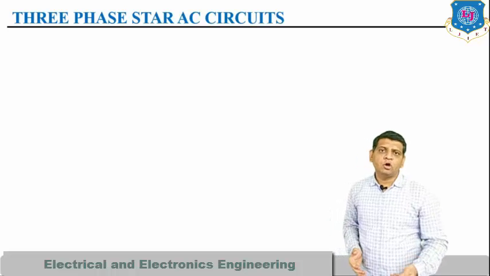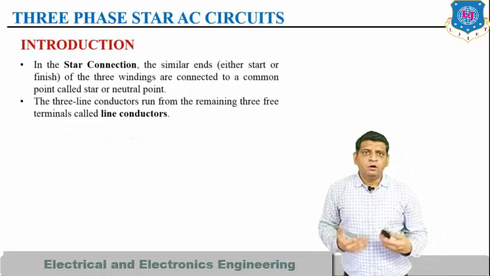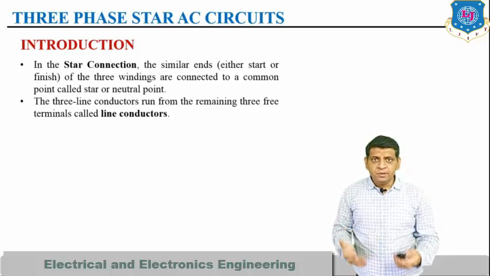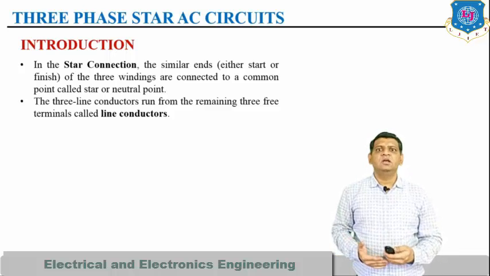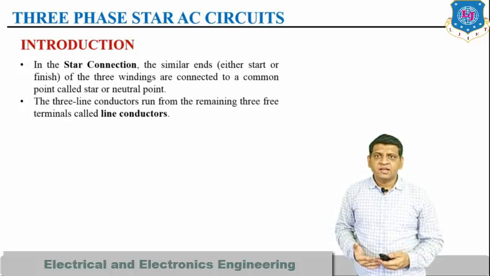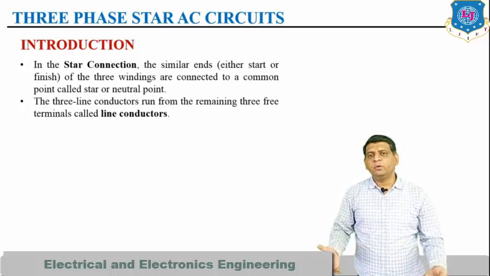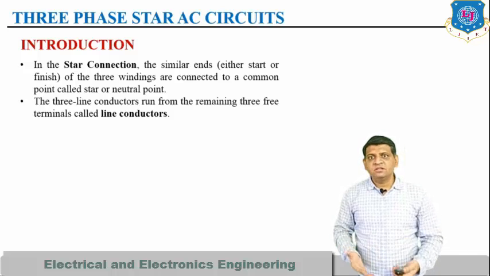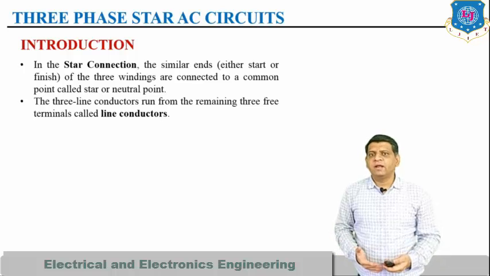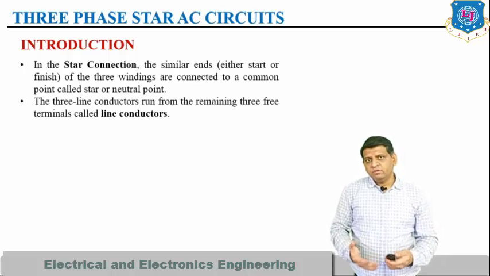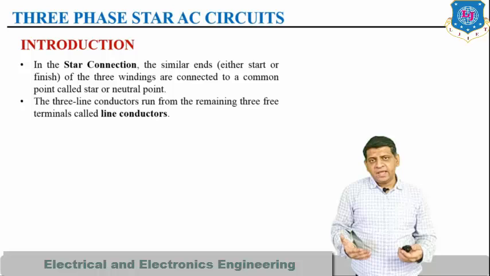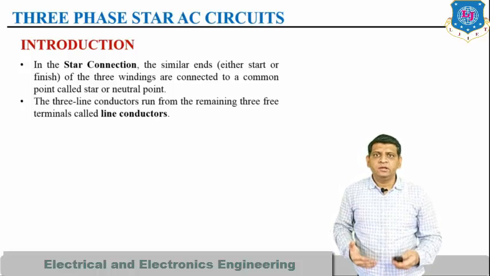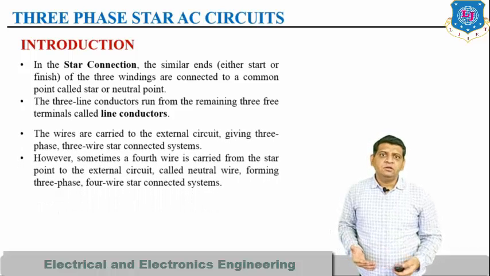If you talk more about the star connection, the similar ends, either start or finish of the three windings, are connected to a common point, and that common point we define as the neutral point, right? Sometimes it is also considered a three-wire connection or a four-wire connection. So one end of each phase is connected with the common terminal, and that terminal we define as the neutral terminal.